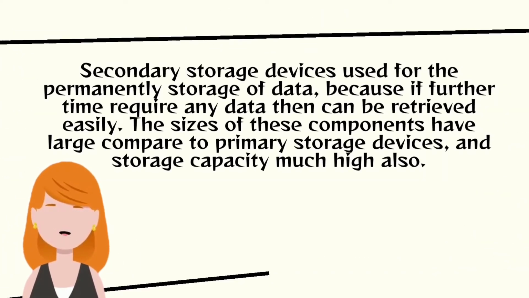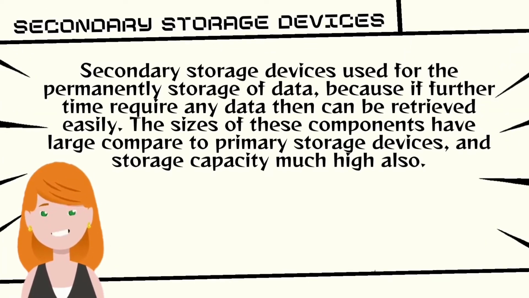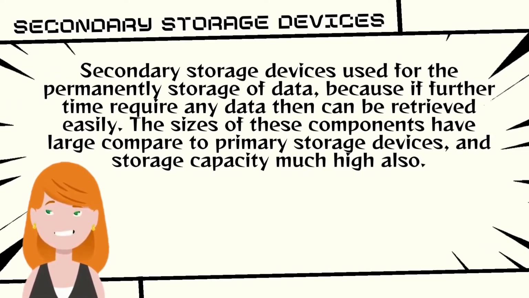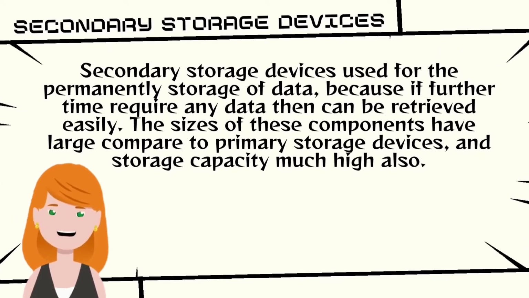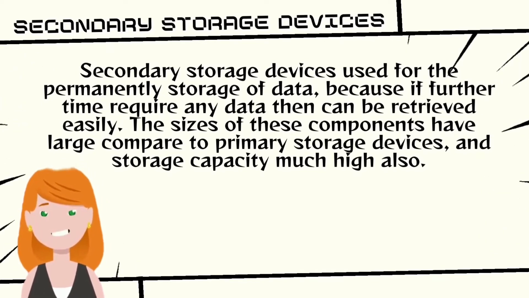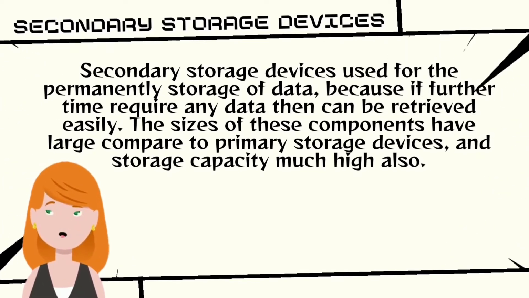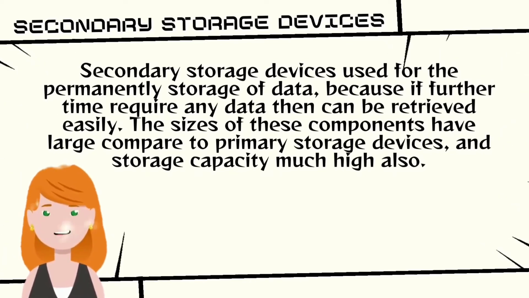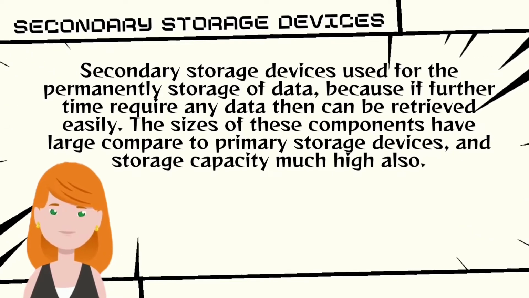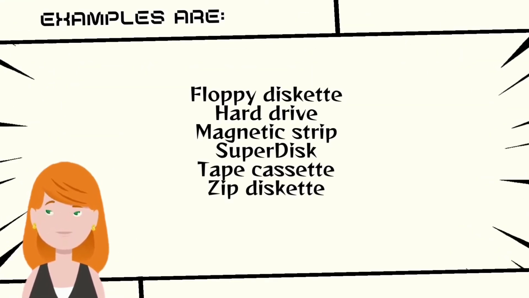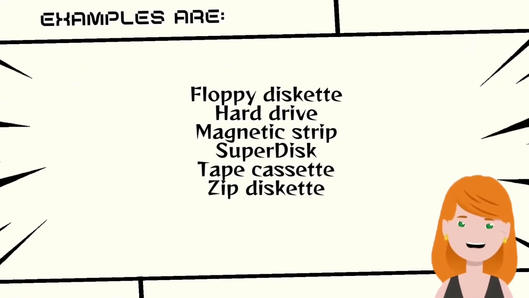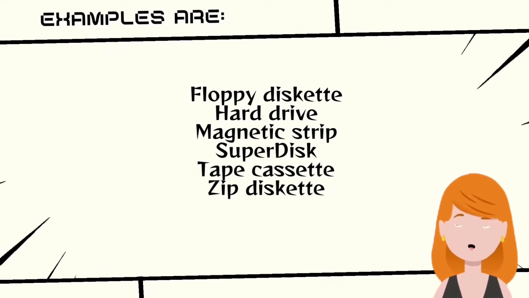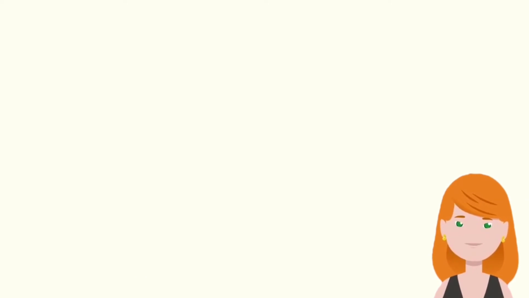Next, we have secondary storage devices. Secondary storage devices are used for the permanent storage of data, because if the data is required at a later time, it can be retrieved easily. The sizes of these components are large compared to primary storage devices, and their storage capacity is much higher also. Examples are floppy diskette, hard drive, magnetic strip, super disk, tape cassette, and zip diskette.